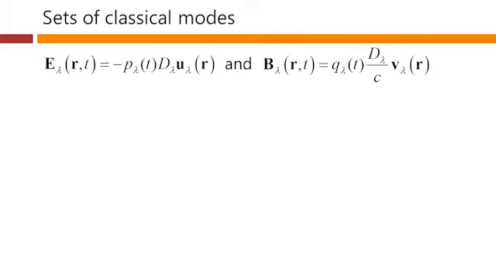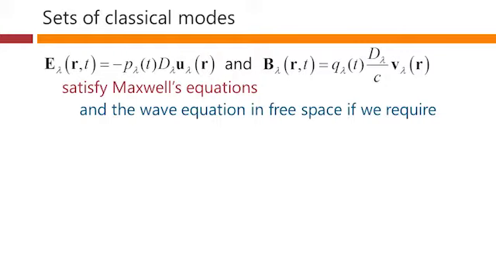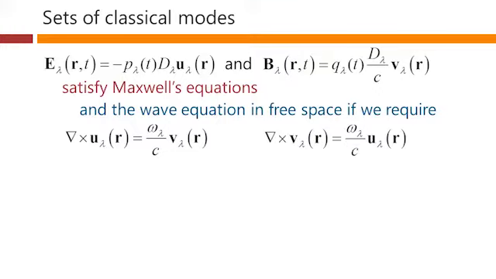So these forms here that we've just written down will satisfy Maxwell's equations, as we have to have for our electromagnetic field, and the wave equation in free space if we require these two conditions. This one comes from one Maxwell equation and this from the other Maxwell equation. And we will also have to have, as we derived before, that if these satisfy the wave equation and Maxwell's equation, a relation like this between P and Q and a relation like this between P and Q. So we're just generalizing the results we got before.